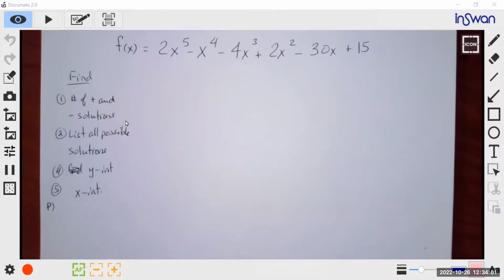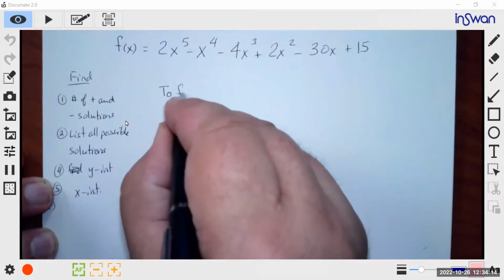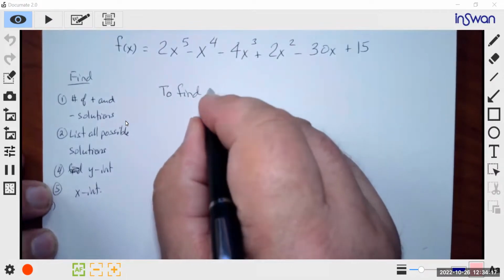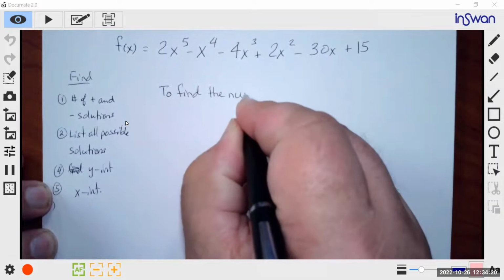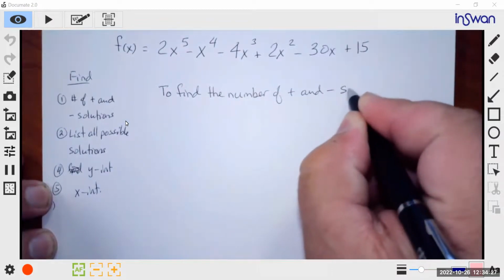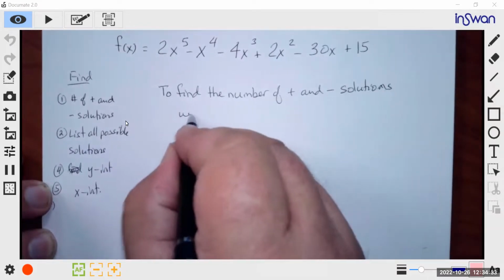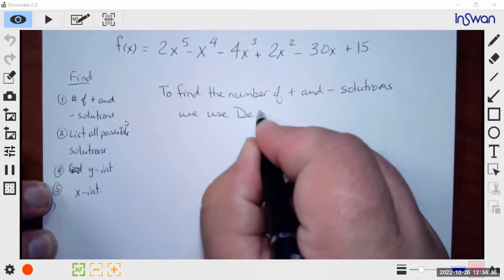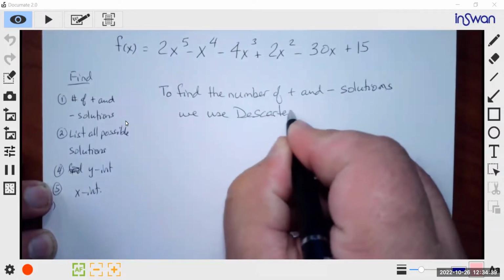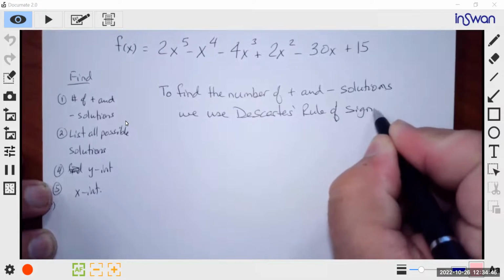Number 1, to find the number of positive and negative solutions, what method do we use? Very good. To find the number of positive and negative solutions, we use Descartes' rule of signs.